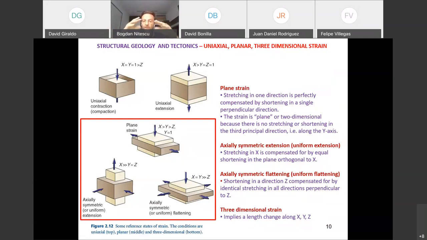So three-dimensional strain is the most general, and we have these particular situations. And our mind works well with particular situations, with simplifying things. So when we can decompose the deformation in these particular situations, it's kind of easier for us. Yeah. So that's the idea. That's why I'm introducing to you all these aspects.